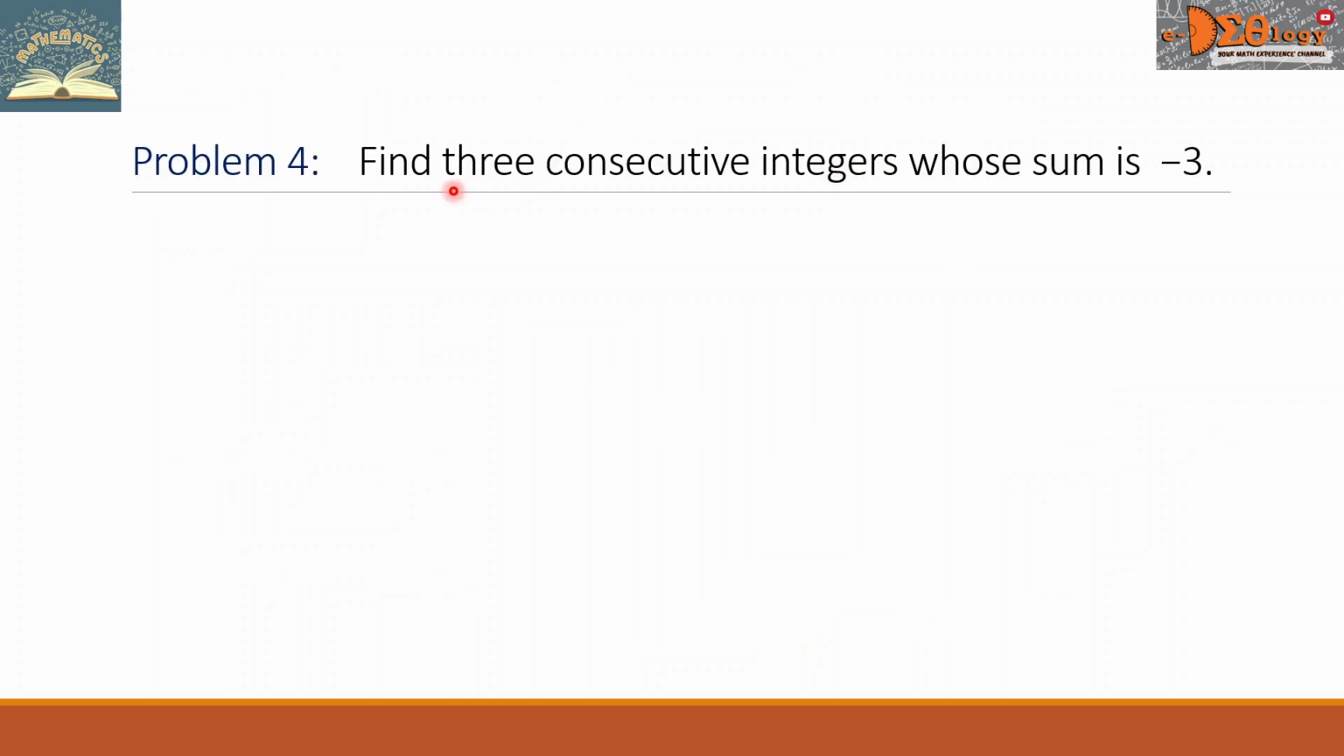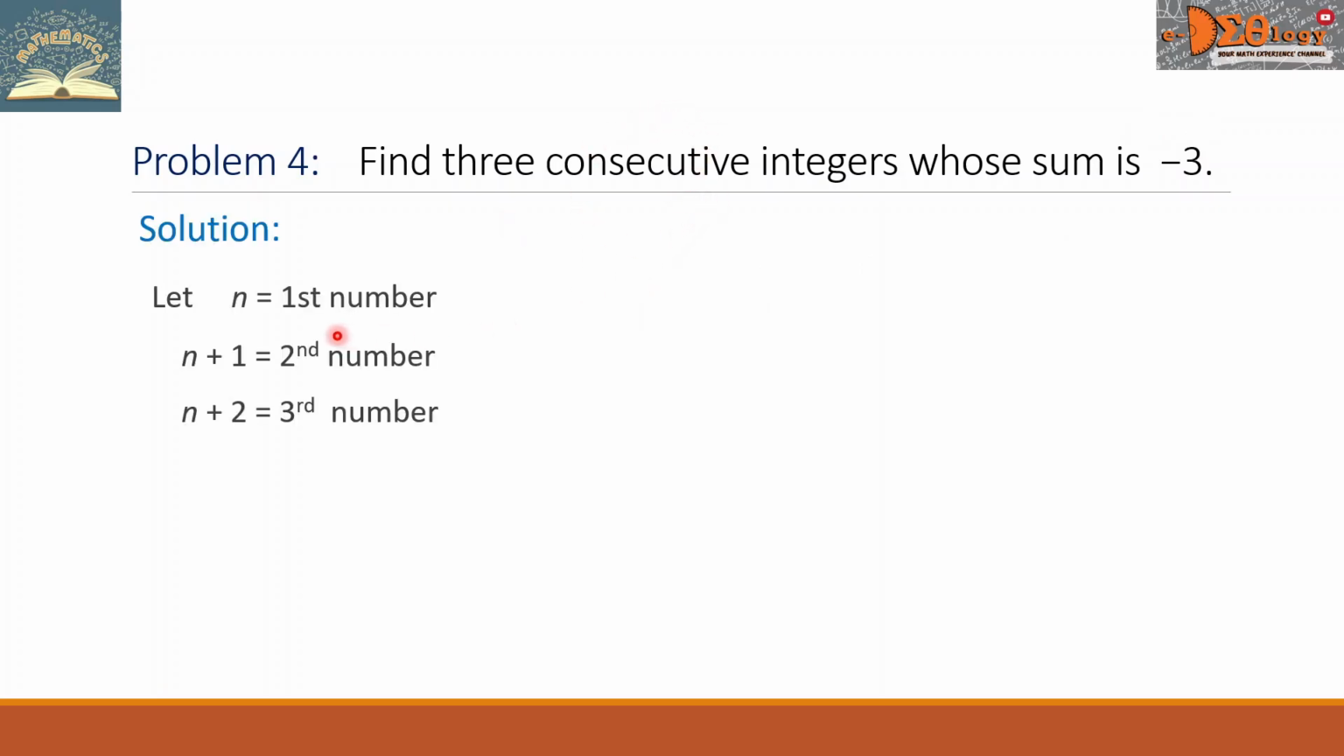Problem 4. Find three consecutive integers whose sum is negative 3. The word consecutive here means we are going to have three numbers. Since they are consecutive, the first number we assume as n. For the second number, we write n plus 1. And for the third number, we write n plus 2.